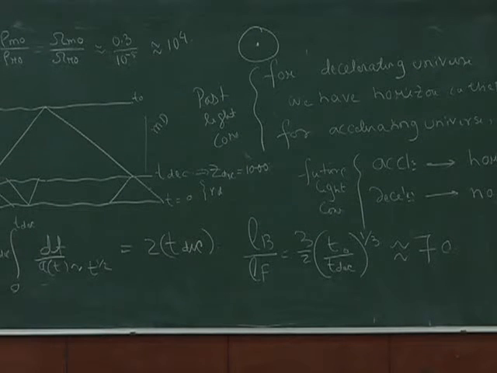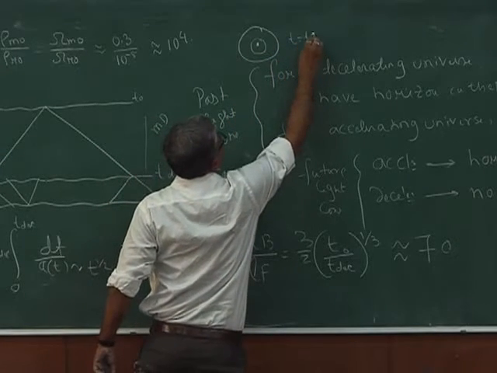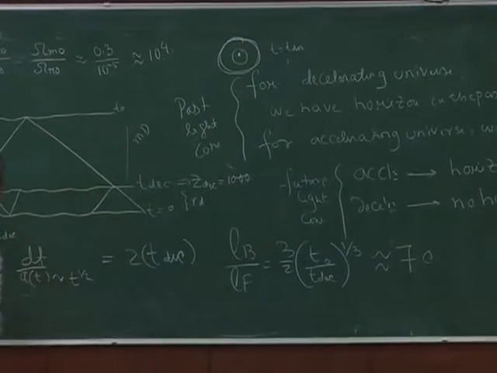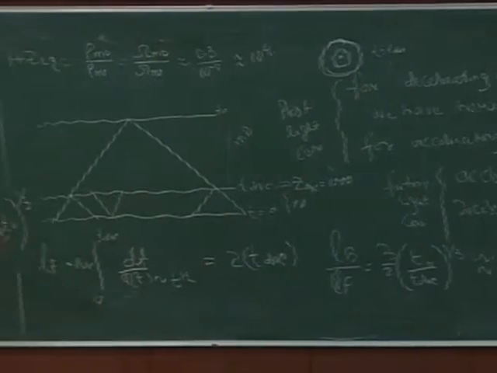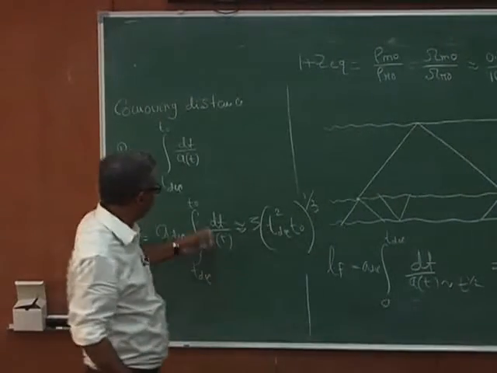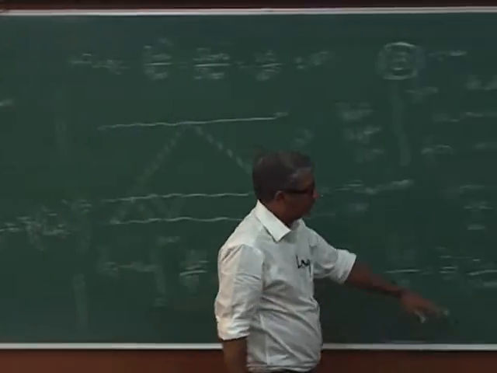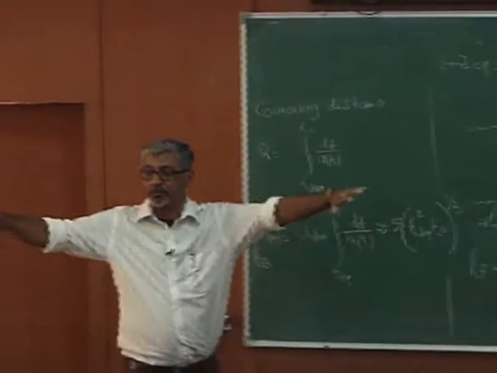Similarly, if I am here and light is going, then in the future I again get a ring. So this is both at T equal to T decoupling. So this is the backward light cone that I need, and this is the forward light cone that I have. If the universe is always decelerating, meaning either radiation or matter, then this is 70 times. So I don't expect the CMB to be really uniform.